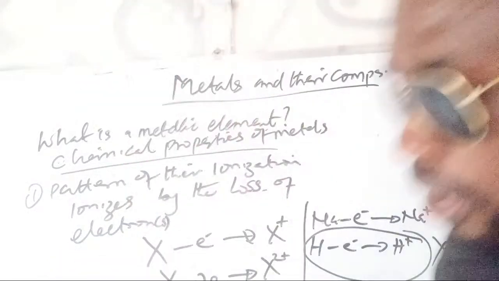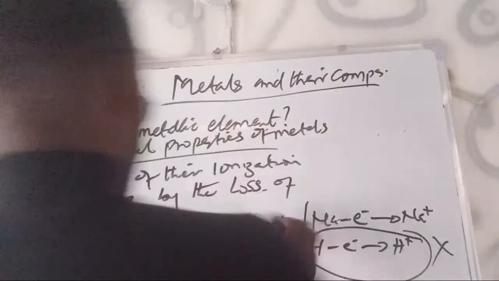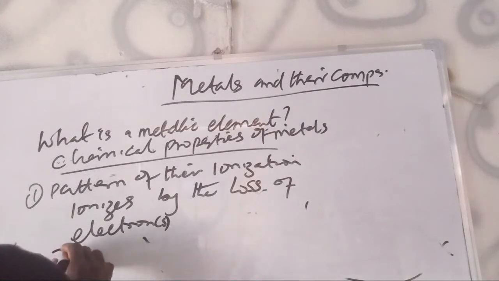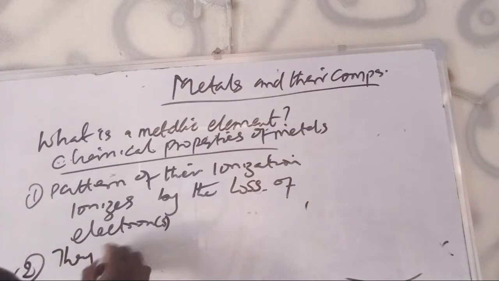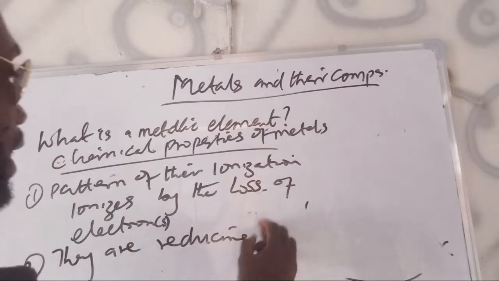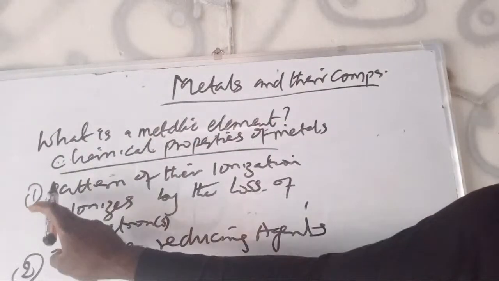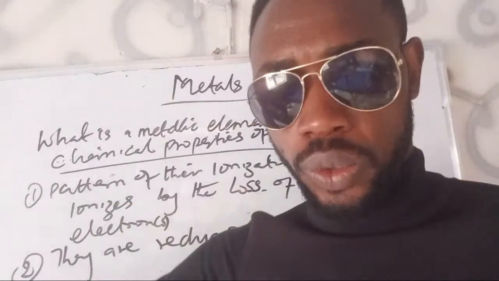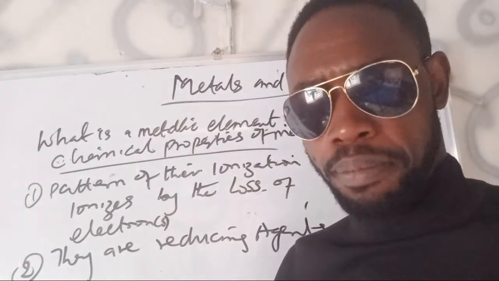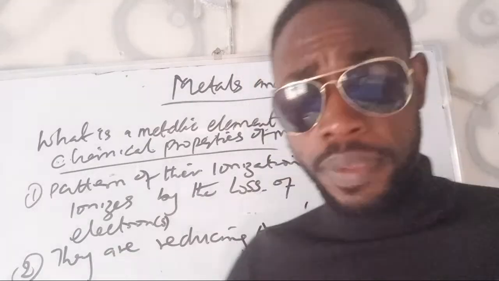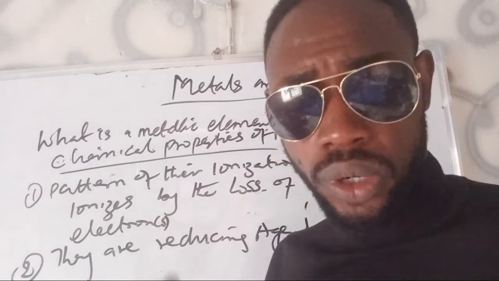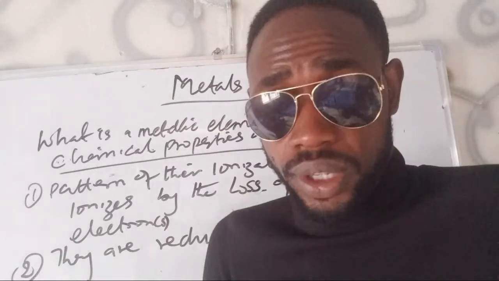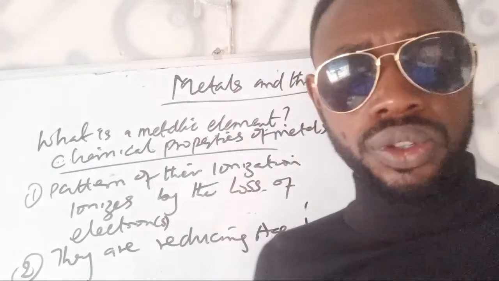Then the second chemical property is: are they reducing agents or are they oxidizing agents? Number two is their nature in redox reactions. Metals are actually reducing agents. By the nature, the property of number one describes and qualifies number two. Since they ionize by loss of electron, which means they donate electrons, that makes metallic atoms potential donors of electron. And in chemistry, if you donate electron, that makes you a perfect reducing agent. But in the process of donating the electron, you yourself are oxidized. But the species that receives the electron you donate is reduced.